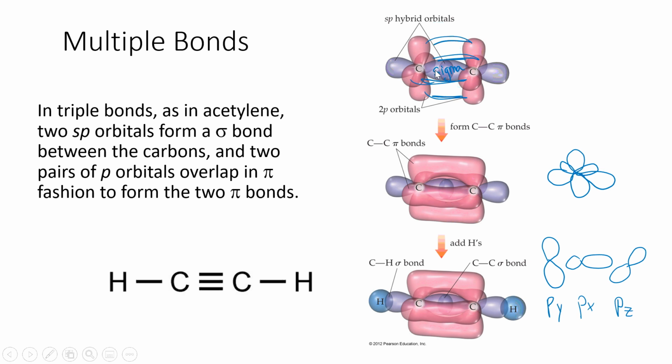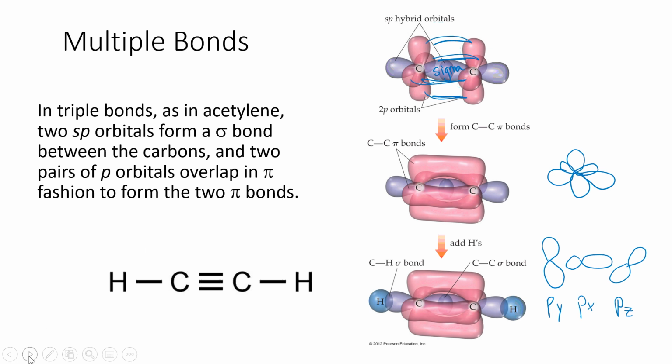So your initial bond happens along the axis between the two nuclei, and if you have a second bond, it's going to happen at a 90-degree angle up here, and a third bond would happen along this other axis over here. So you have bonding happening along all your axes, which is how this works with a multiple bond.